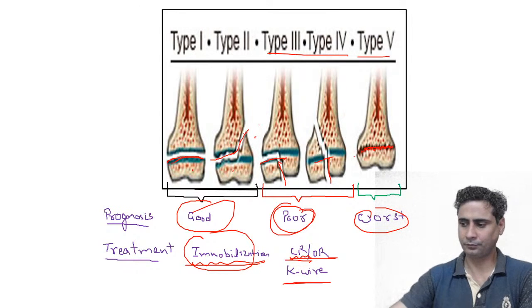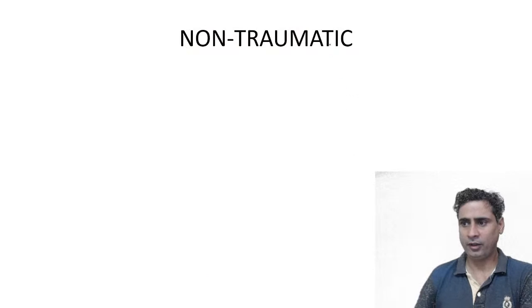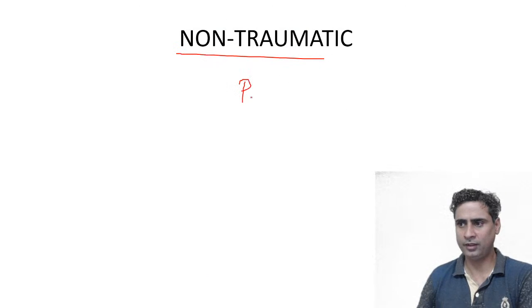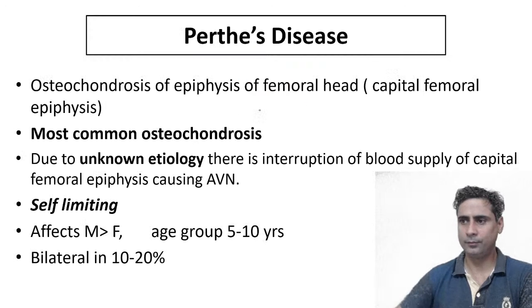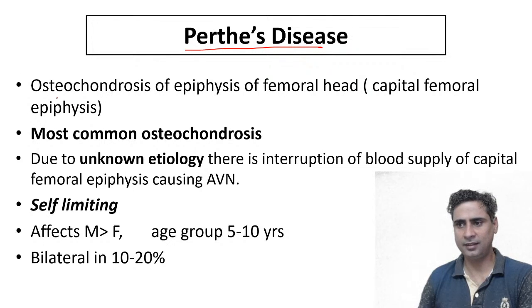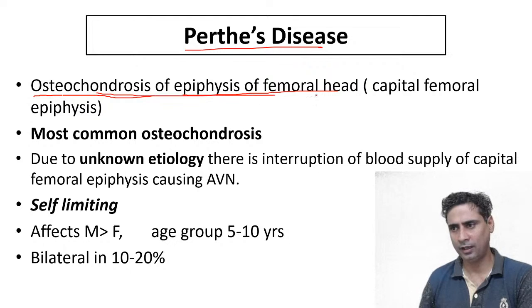Okay. Now we will discuss important non-traumatic pediatric disorders. The first disorder which we are going to discuss is Perthes disease. What is Perthes disease? Perthes disease is osteochondrosis of the epiphysis of the femoral head.